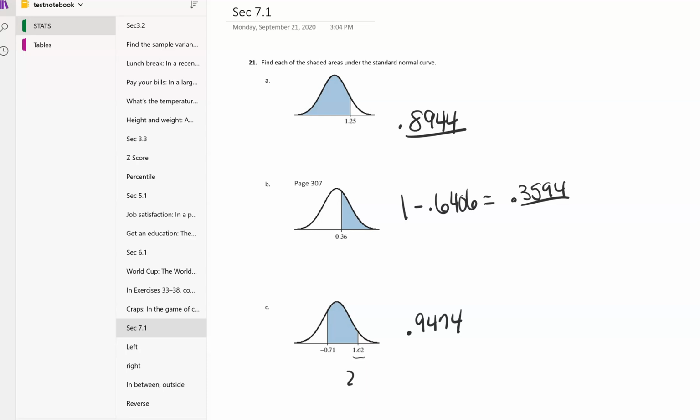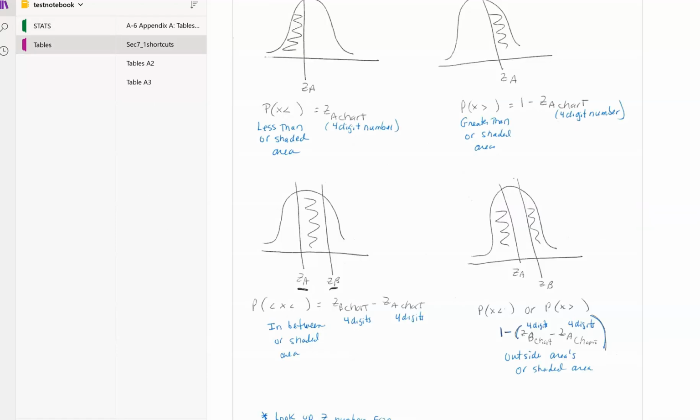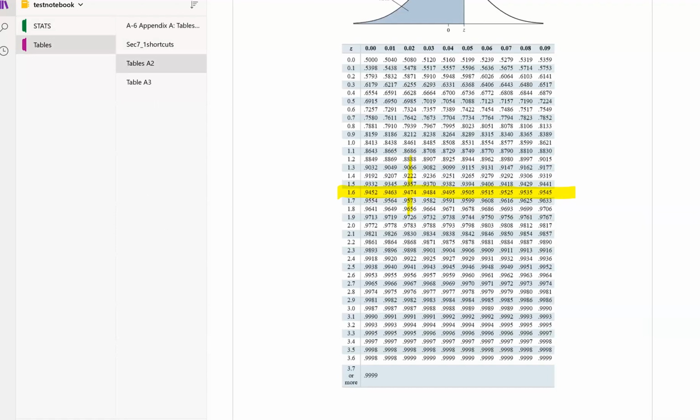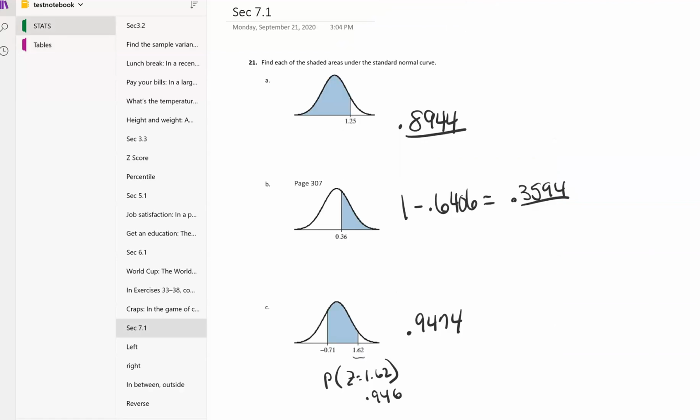That was the probability of Z less than 1.62, or the area. So that was 0.947. Did I say 7464? Hold on. 0.9474. So 0.9474.